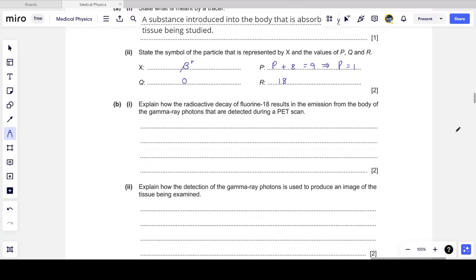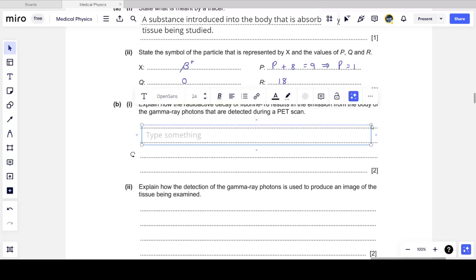Next, part B, Roman numeral 1 says, explain how the radioactive decay of fluorine-18 results in the emission from the body of the gamma ray photons that are detected during a PET scan. So even though beta decay happens, we don't detect the beta particles. What we detect are gamma rays. So they want to know where the gamma rays come from. Explain how gamma rays come into the equation if we are talking about beta particles.